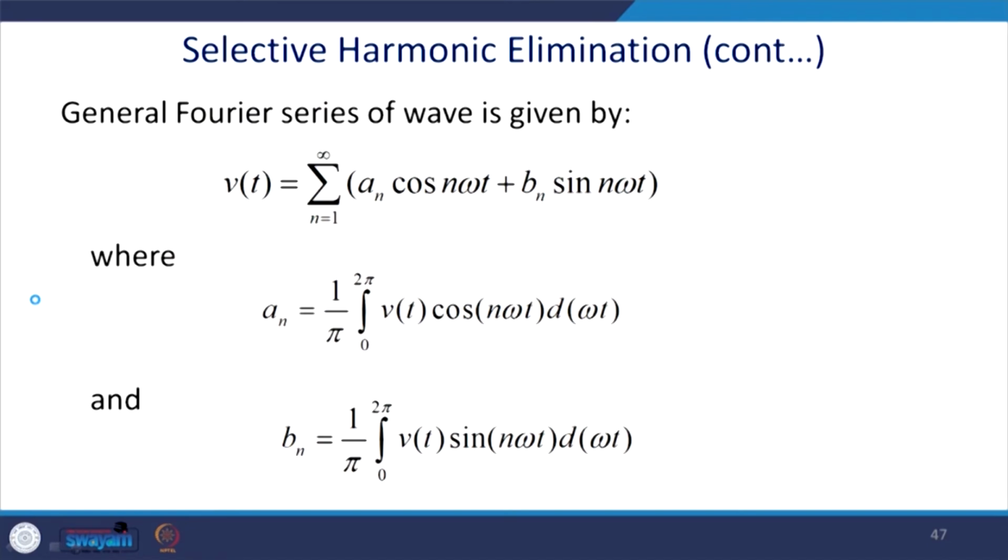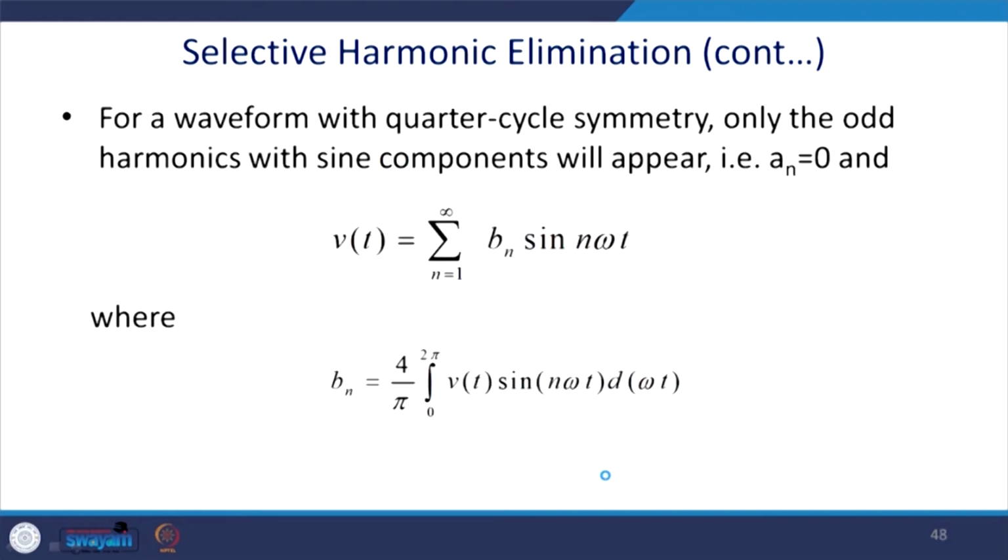We have the general expression of the Fourier series, which we are revisiting here. It can be voltage or current. It will be given by the sum of A n cos n omega t plus B n sin n omega t, n equal to 1 to infinity, where A n equals 1 by pi integral 0 to 2 pi of V or I(t) cos n omega t dt. Similarly, B n is the sine component, which will be 1 by pi integral 0 to 2 pi of V(t) or I(t) sin n omega t dt.